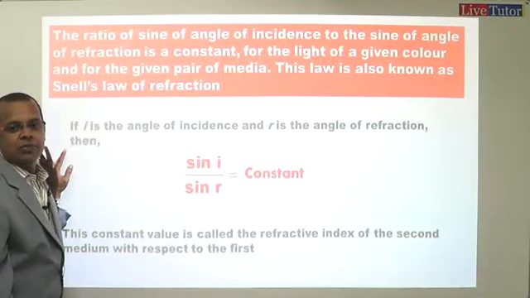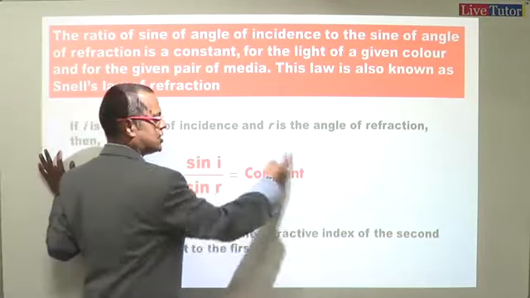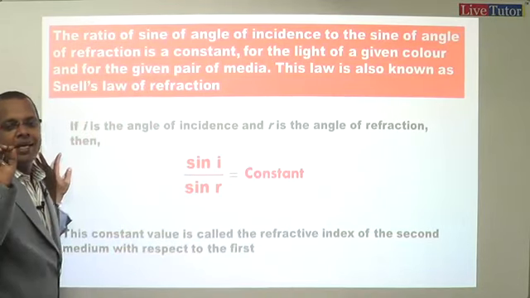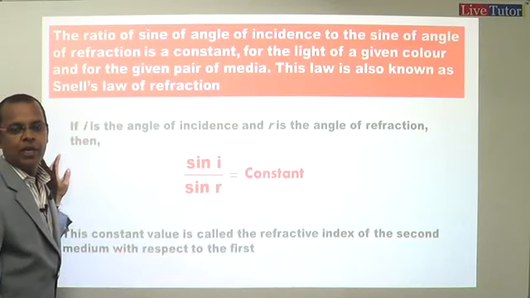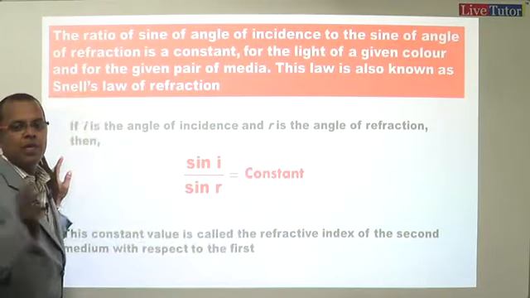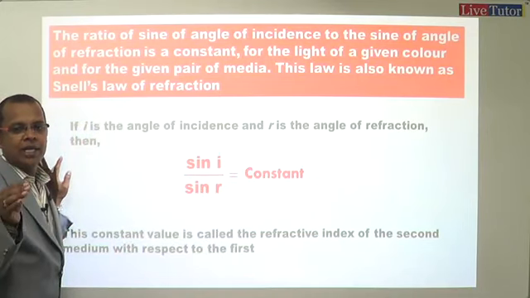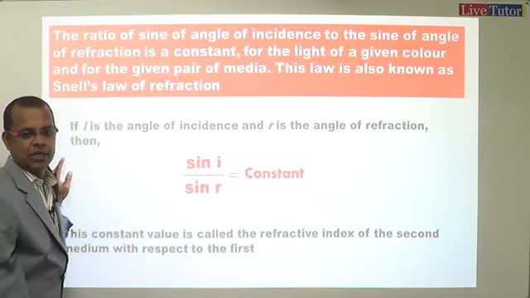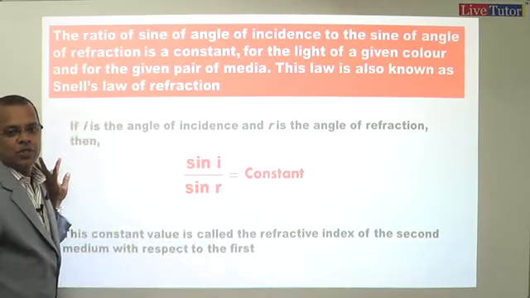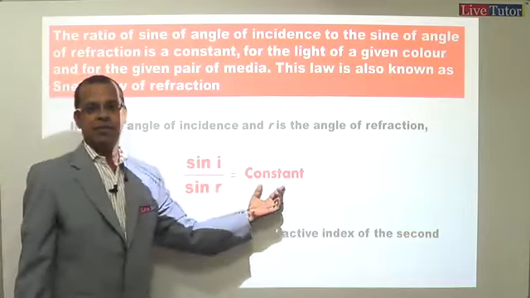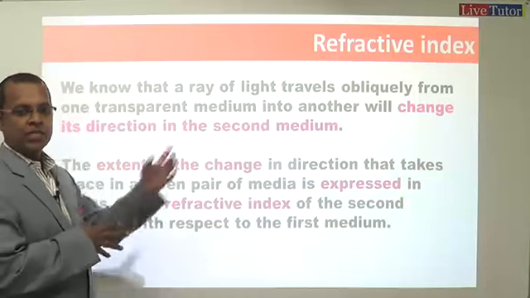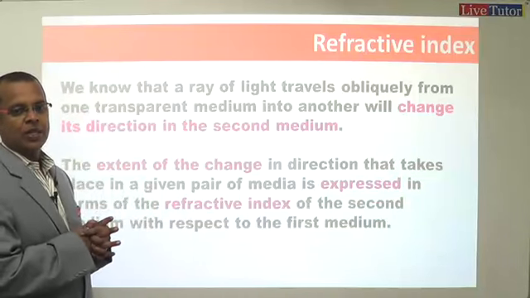And this constant value has been given a special name, which we call the refractive index. But since we are using two media, we say the refractive index of the second medium with respect to the first one. So that is what the constant is otherwise called. These are called the laws of refraction. Now we said refractive index, isn't it? So what is that actually? We'll see.